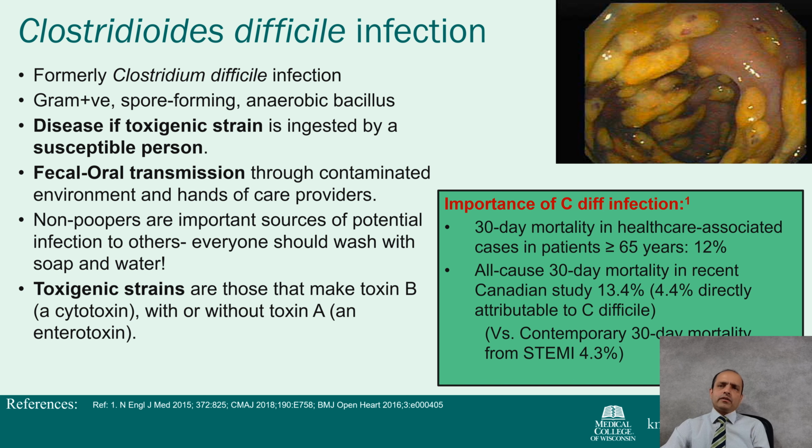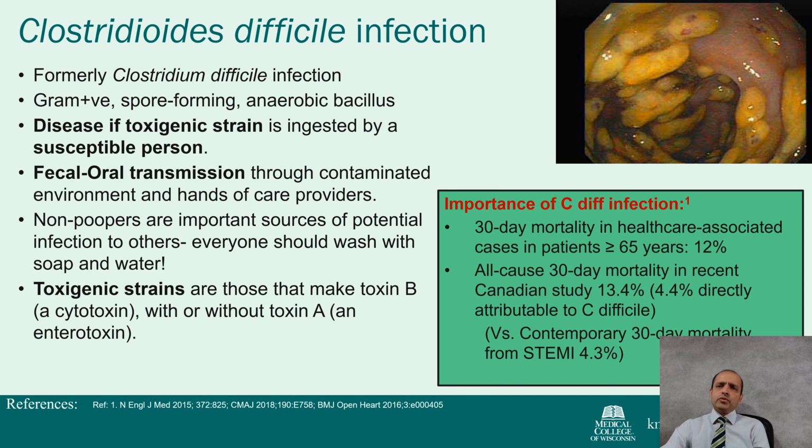So let's talk about C. diff infection. We used to call it Clostridium difficile infection. Now they changed the name to Clostridioides difficile infection. It is a gram-positive, spore-forming, anaerobic bacillus. Disease occurs if a toxigenic strain is ingested by a susceptible person. So you need both: you need a toxigenic strain, and you need a susceptible person. Fecal-oral transmission.